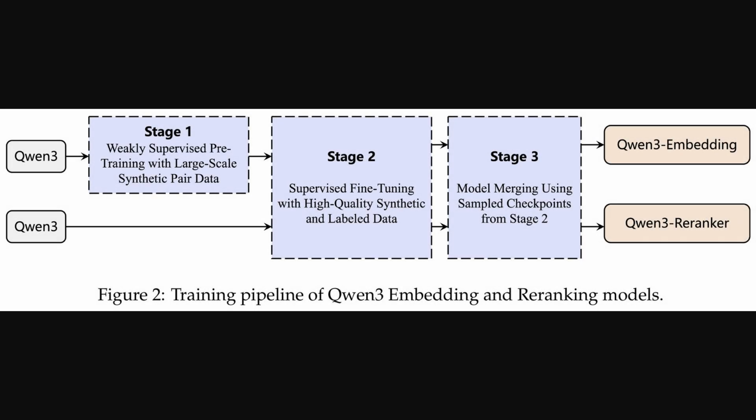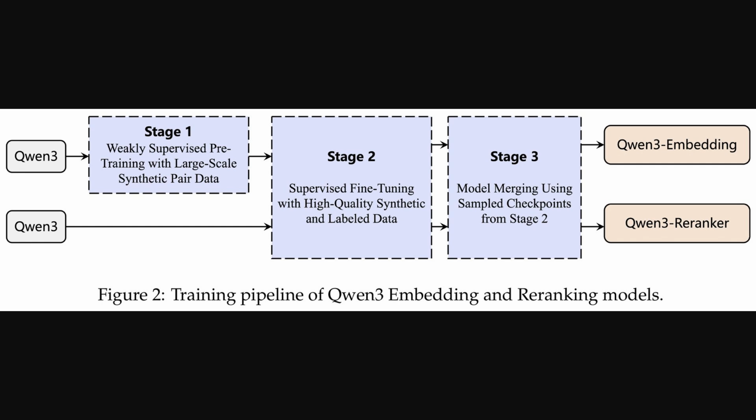Okay, building on that architecture, this next figure details the training pipeline. It's a 3-stage process starting with the Qwen3 model. Stage 1 is weakly supervised pre-training, where the model learns from large-scale synthetic pair data. Synthetic data is artificially generated by the Qwen3 LLMs. Then, Stage 2 is supervised fine-tuning, using high-quality synthetic and labeled data, where correct answers are provided.